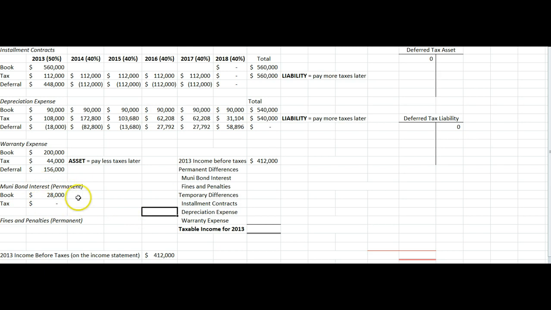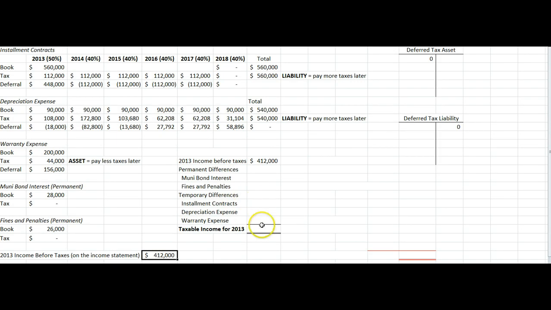We've got a permanent difference of $28,000. We've talked about that already. On our income statement, we booked $28,000 worth of interest revenue, but it is not taxable, so that never shows up on our tax return. Similarly, we broke the law and had to pay a penalty of $26,000. That's going to show up on our books as a deduction to arrive at income before taxes, but it will not show up on our tax return to arrive at taxable income. Book tells us that we have $412,000 showing as income before taxes on our income statement.